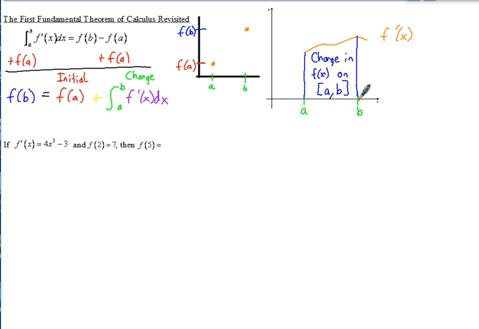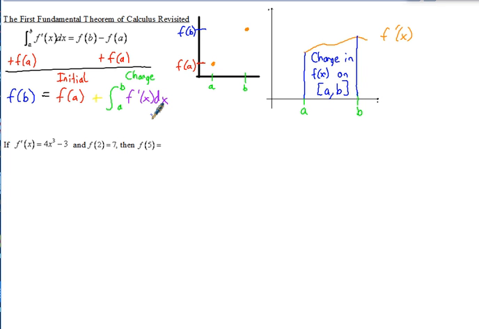So I refer to these as initial plus change problems. And the way you can recognize them is when you're looking for one point of the function, f of b, you have another point, which is your initial, f of a, and you have something about the derivative so that you can integrate from a to b to get what the change is.